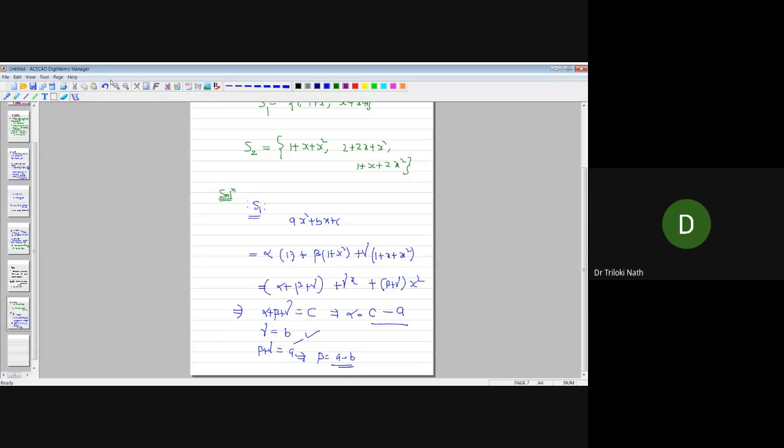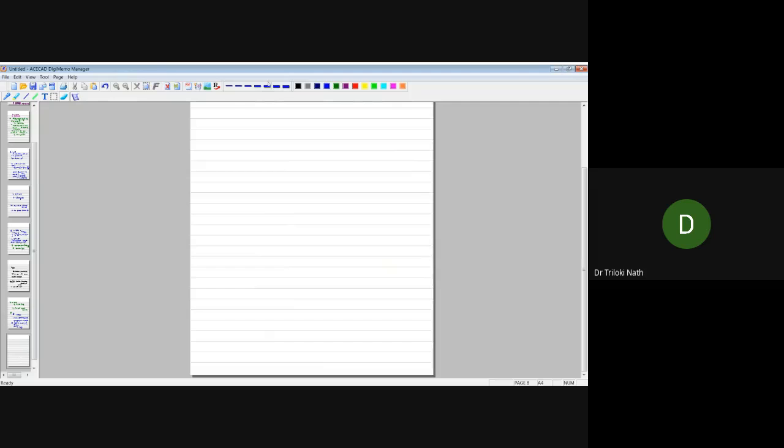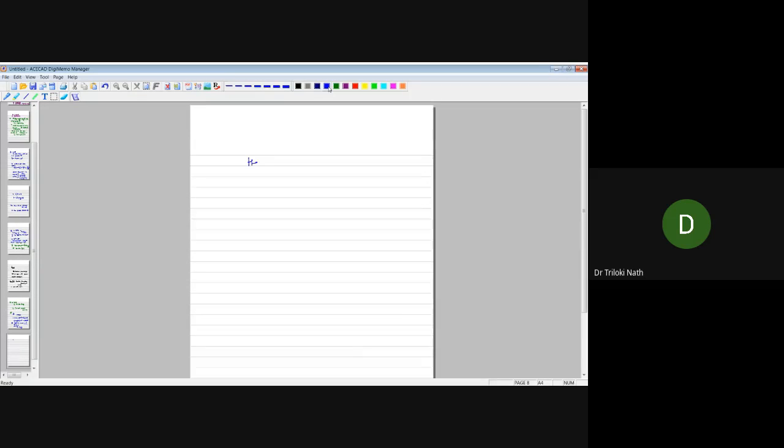So we can find the scalars alpha, beta, gamma so that ax square plus bx plus c can be written as a linear combination of these three vectors. And therefore, as we see, hence this set S1 generates V equal to P2R, that is, span of S1 is equal to P2R.